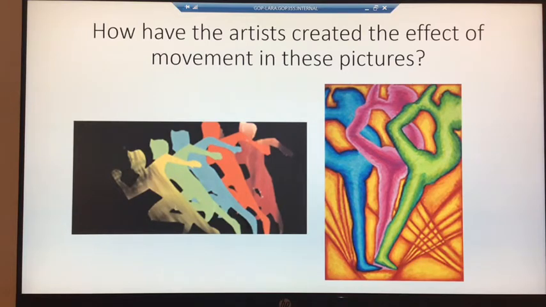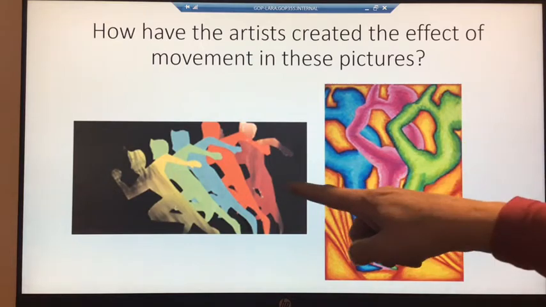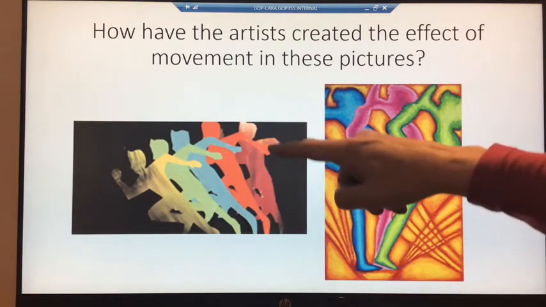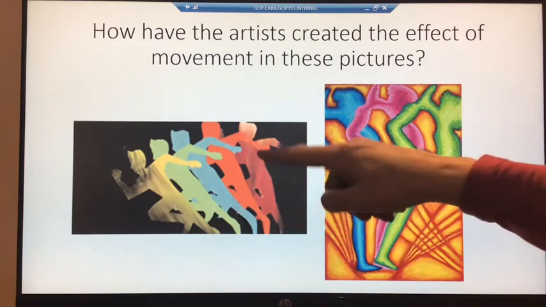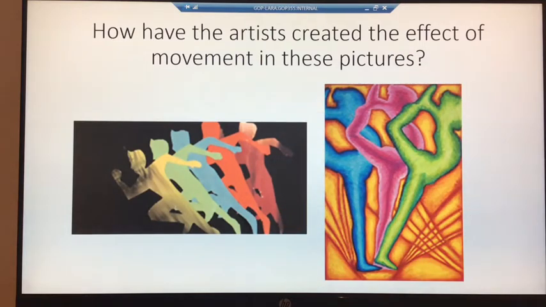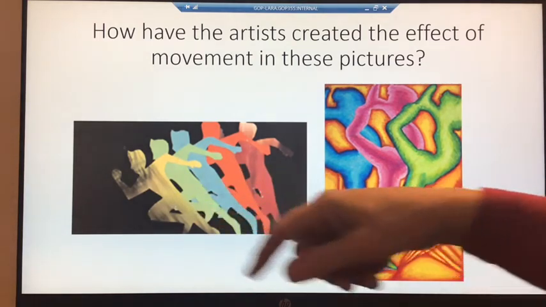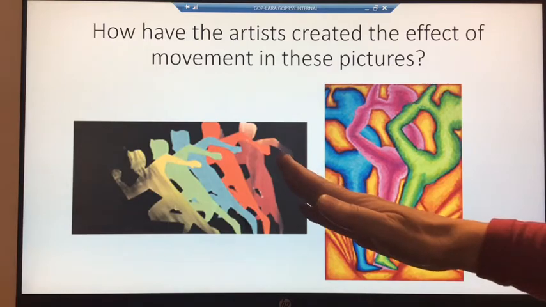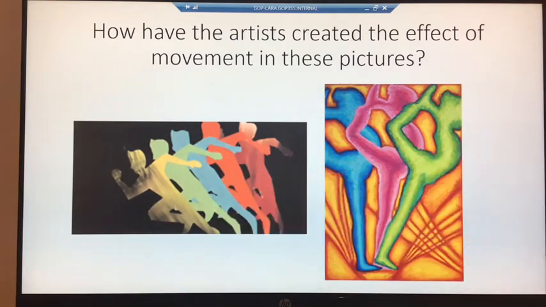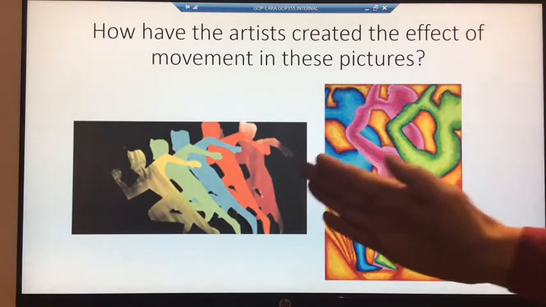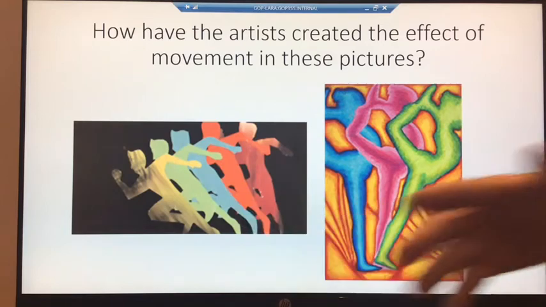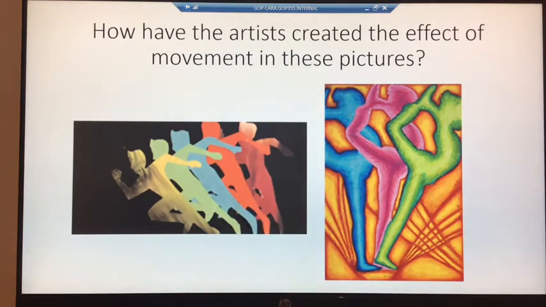Well, if you look at the picture on the left, what we actually have here is a silhouette that has been cut out of somebody performing a movement. This silhouette has then been repeated 4 more times, and every time the silhouette has been moved very slightly. It's also been cut out in different colours, and once you overlap these silhouettes, it creates the effect of a person running.